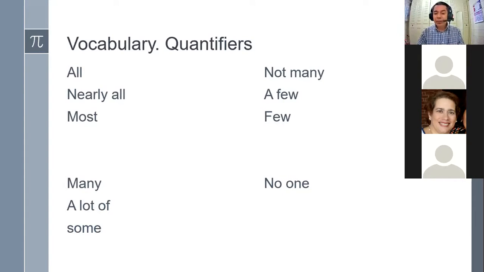So this is 0%. All is 100% and no one is 0%. And nearly all is like, I don't know, 95%, 95%. Most is like 90%. Many is like 60%, como el 60%, 50%, 40%, not many, right? A few is like 20%, como un 20%. Few, the same, right? So, and no one is zero, right? Okay, now please, repeat after me.